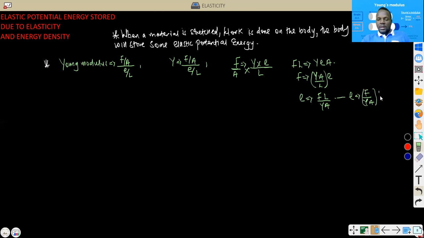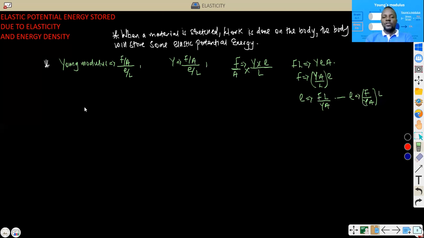Times length. Anyhow you are writing it, what matters is for you to know the expression of the force and the expression of the extension. What is Y? Young modulus. What is A? The area of the cross section of that particular string. As you can see at my back, the string has a cross section. This is cross section A.